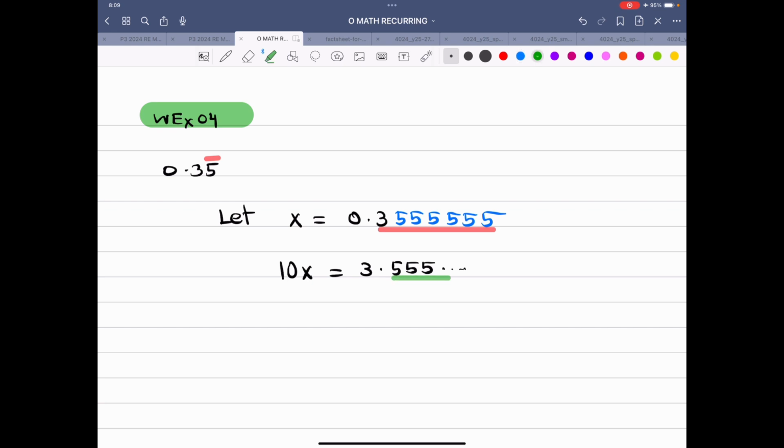And let me use a green color right over here. Now this time let me multiply with 100. 100x is equal to 35.555 and so on. Yes, you have hit the jackpot. This thing is the same thing as above. So this part, the 555, and this part are the same.